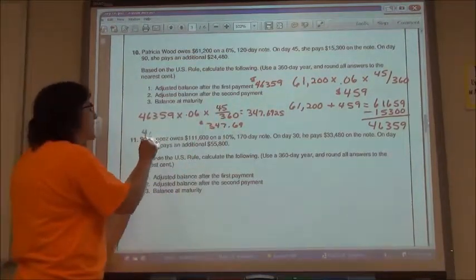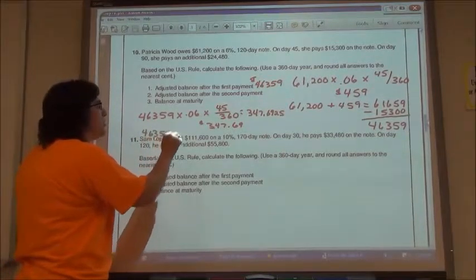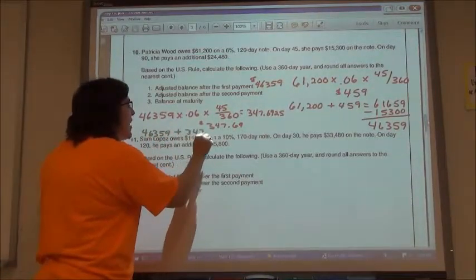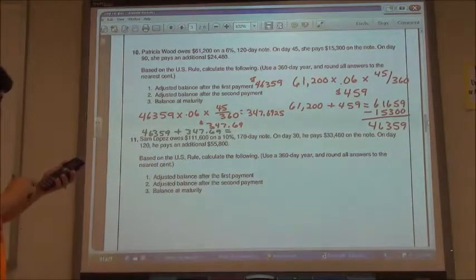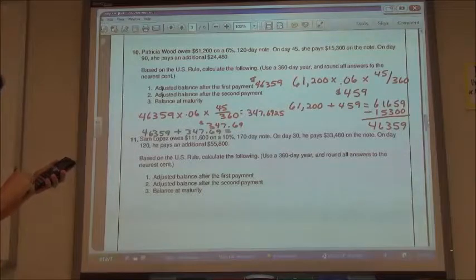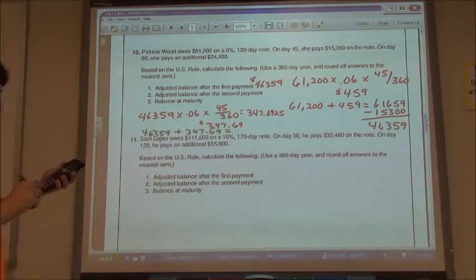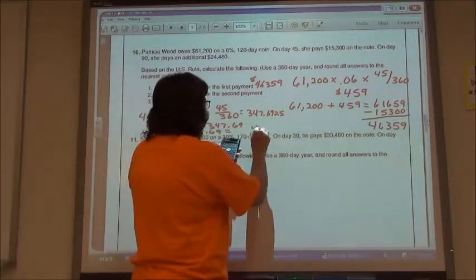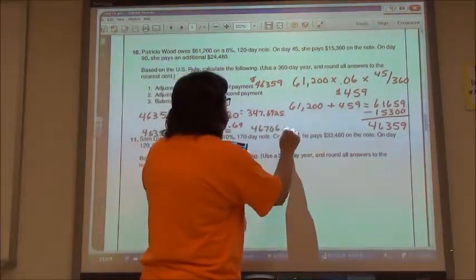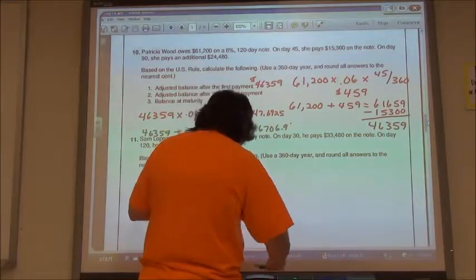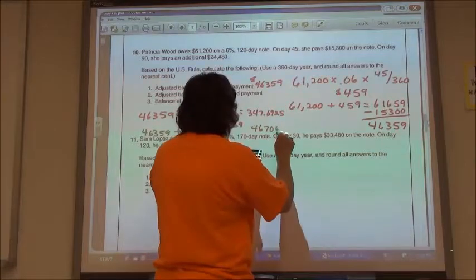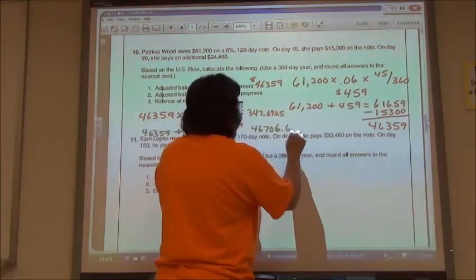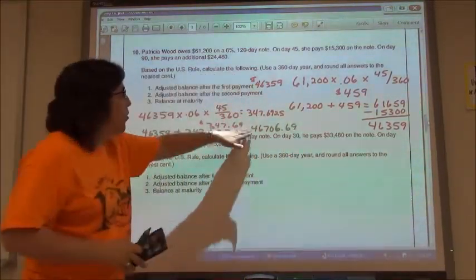So again, I have to figure out what's the adjusted balance after the second payment. Well, I owed $46,359 plus the $347.69 in interest. So if I add that together, $46,359 plus $347.69 in interest, I then owed $46,706.90, or whoops, not 90, 69 cents. $46,706.69. I owed this much money.